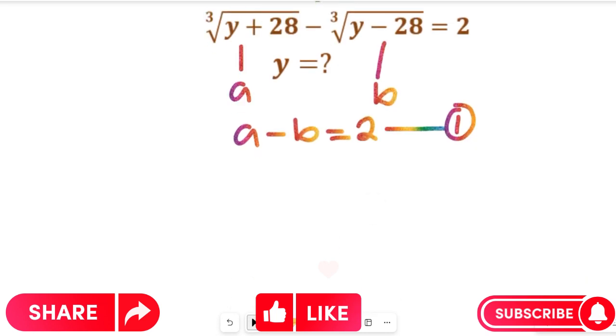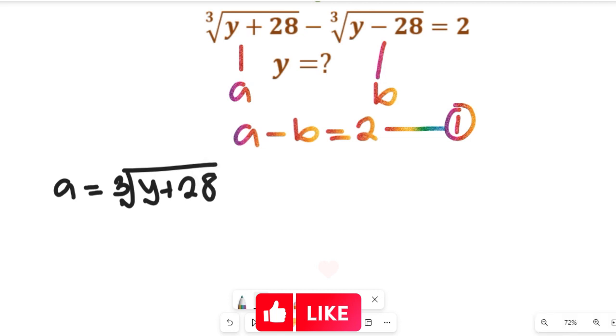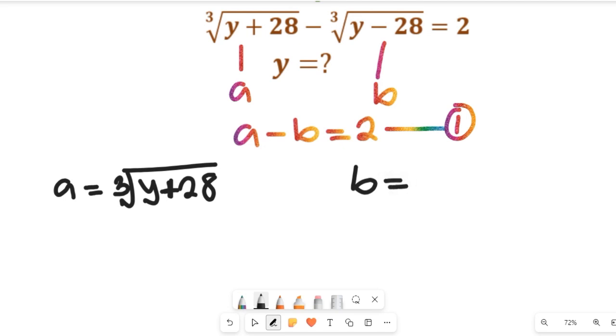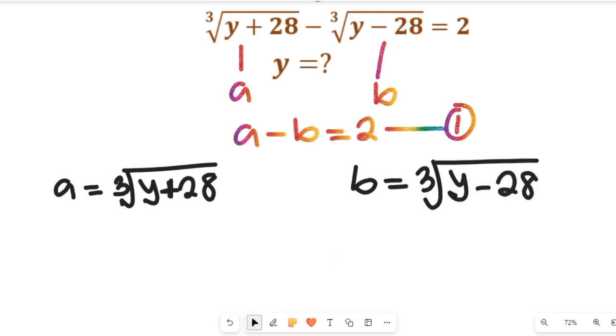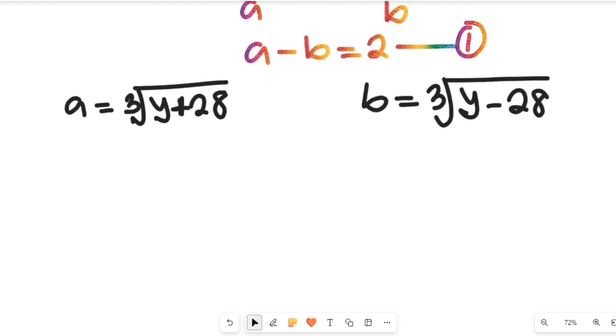Now, considering this to be equation 1, I can now say that my a is equal to the cube root of y plus 28, right? And I can equally say that my b is equal to the cube root of y minus 28, right? So, having taken these two parts, I want to expand these two equations to form one common term.